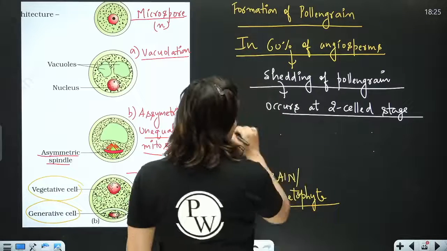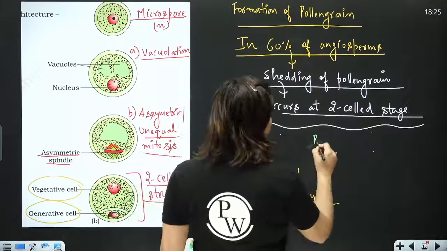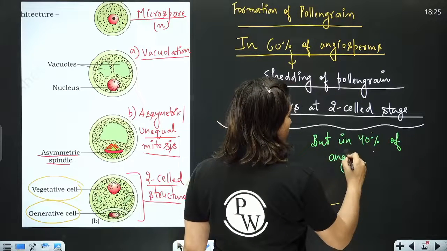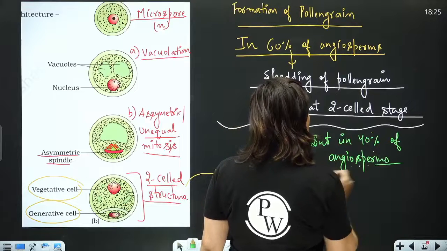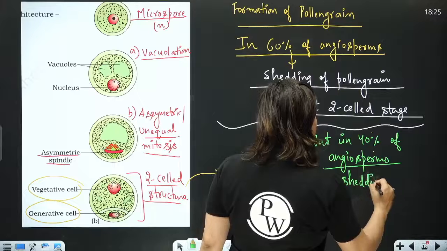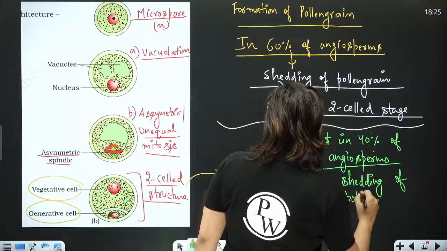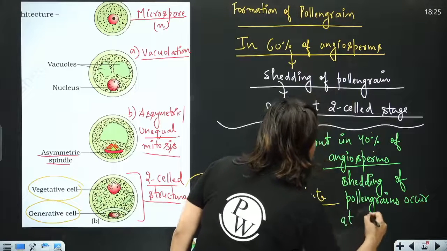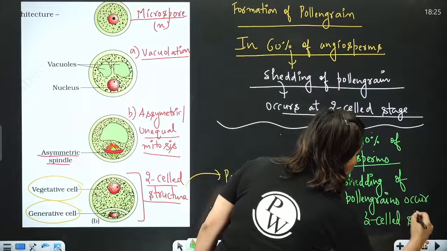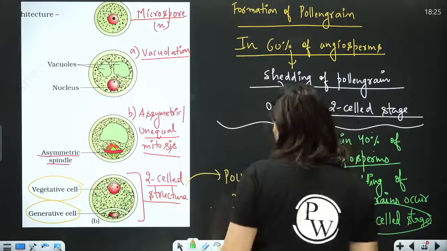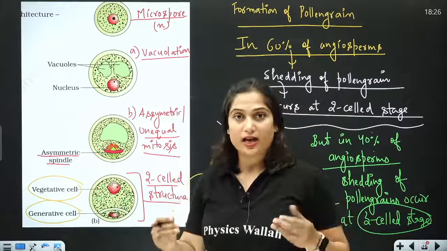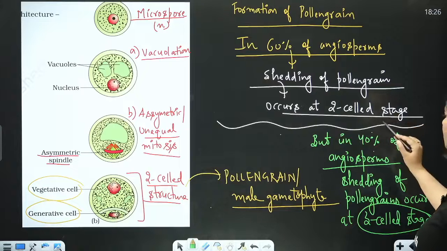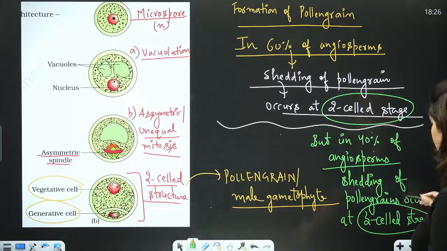But in 40% of angiosperms, shedding of pollen grains occurs at the three-celled stage. That means when the pollen grain is a three-celled structure, after that the anther will get ruptured and the pollen grains will come out. So this is an important point. In 60% of angiosperms, it occurs at the two-cell stage, and in 40%, it occurs at the three-cell stage.